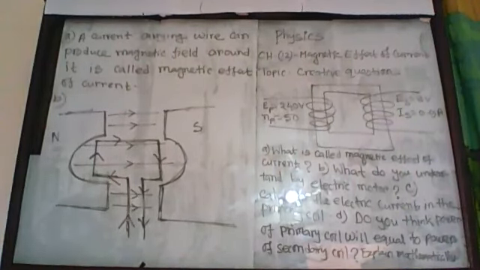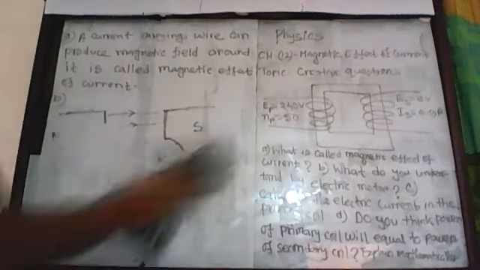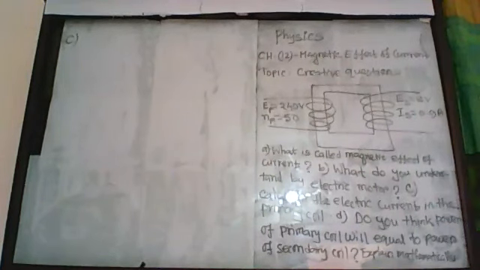Now I'm going to solve question number C. At question number C, you see: calculate the electric current in the primary coil. Here, the primary electromotive force is given, the primary number of coils is given, the secondary electromotive force is given, and the secondary current is given.